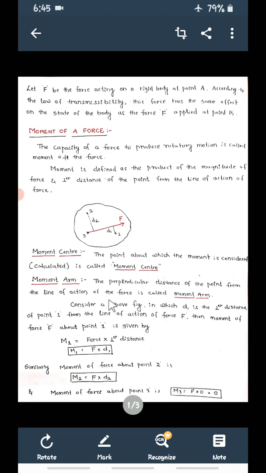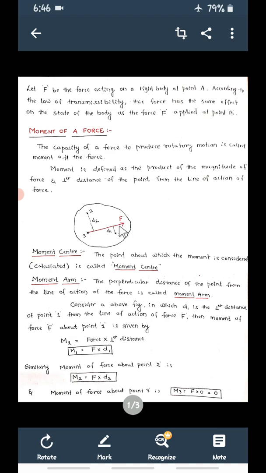Similarly, the moment of this force F about 2. Again, force into perpendicular distance. Force is F only, and the perpendicular distance between this F and 2 is D2. So M2, the moment about 2, is equal to force F into perpendicular distance D2, so F into D2.